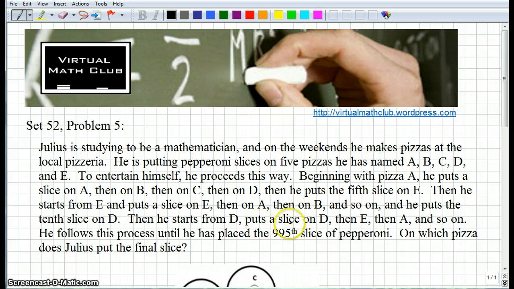He follows this process until he has placed the 995th slice of pepperoni. On which pizza does Julius put the final slice?